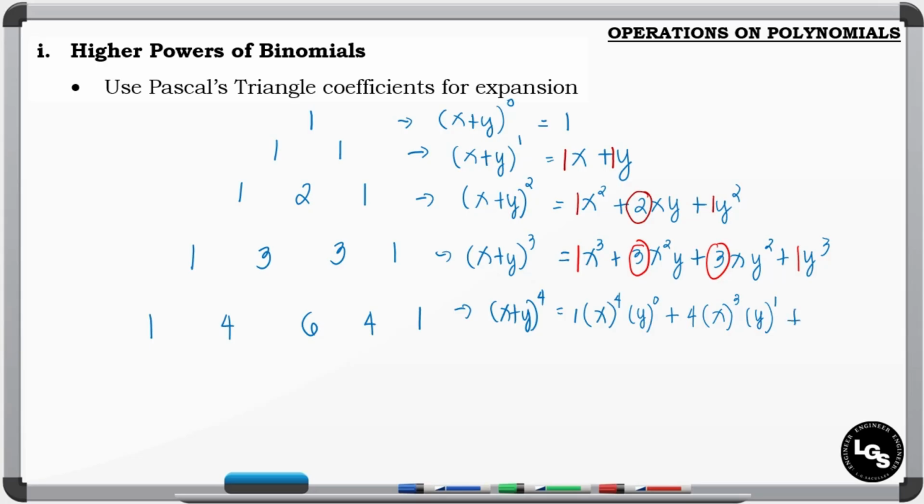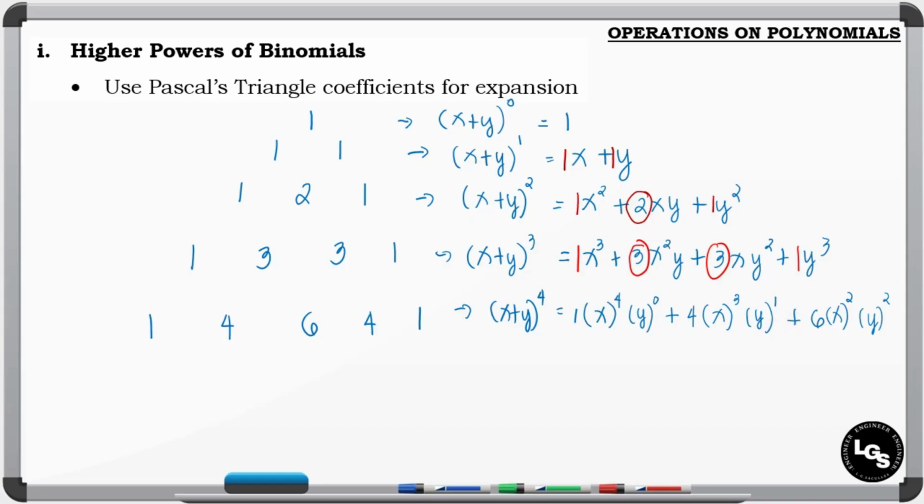Then next, we have the third term with a coefficient of 6 from the Pascal triangle. So 6 times x raised to 2, then y raised to 2. So checking, 2 plus 2, that is still equal to 4. So we are correct at that point.